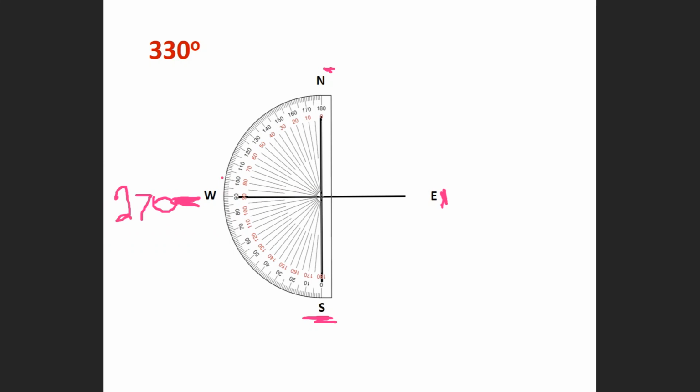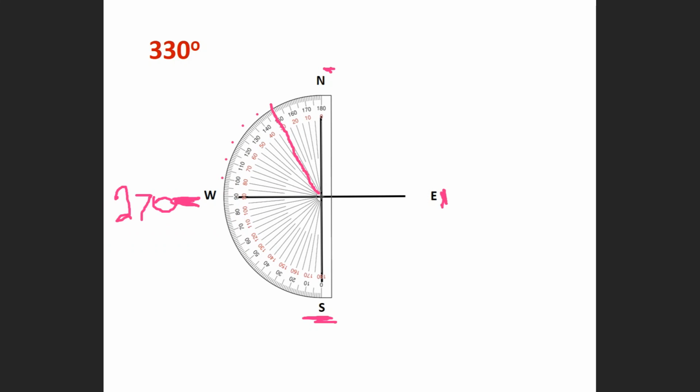This place is going to be 290. Remember 270, 280, 290, 300, 310, 320, 330. This is where our 330 lies. Okay, it's not that 150 is 330, but 150 is just the way the protractor has been graduated. This is the way it is.